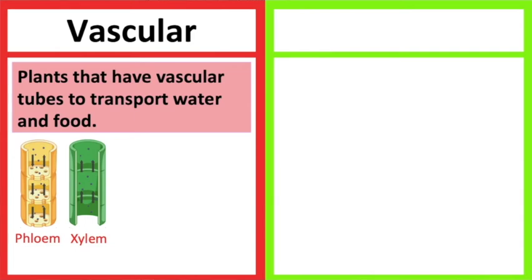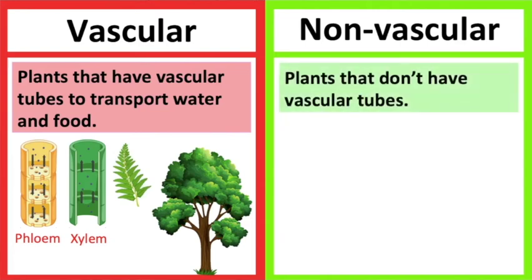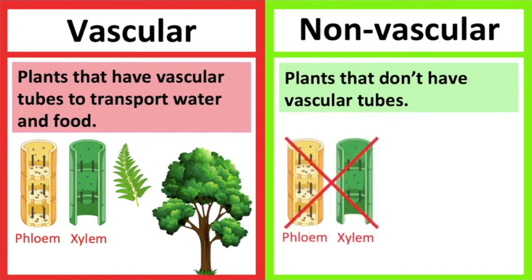These types of plants are usually tall and are found on land. For example, trees and ferns. Non-vascular plants are plants that don't have specialized vascular tubes. Therefore, these types of plants don't carry their materials through tubes. They are usually small and are found in damp and moist areas. These types of plants get their nutrients by slowly passing them from one cell to another cell. For example, moss.